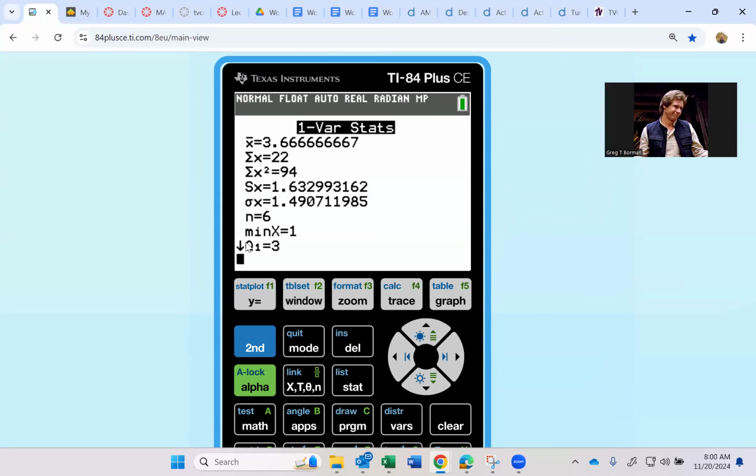There's an arrow right here suggesting there's still more below. But let's see what we got here. This first one, X bar, just means the mean or the average. If you take all those numbers, add them together, and divide by how many numbers you added together, you get 3 2/3.